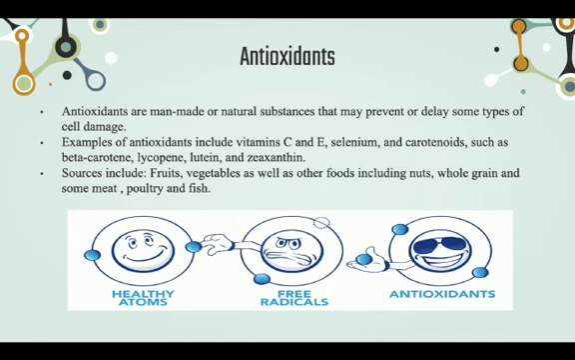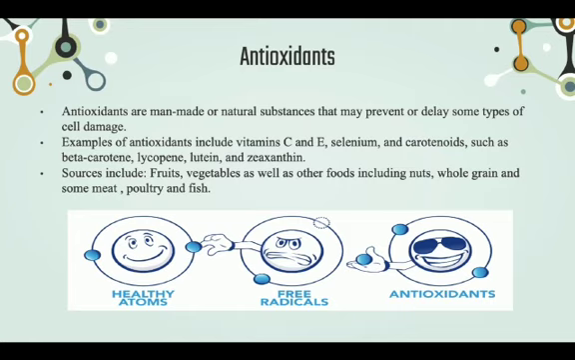Antioxidants are man-made or natural substances that may prevent or delay some types of cell damage. Some examples of antioxidants are vitamin C, E, selenium, carotenoids, beta-carotene, lycopene, lutein, and zeaxanthin. We can obtain these antioxidants from our diet, such as from fruits, vegetables, as well as other foods including nuts, whole grains, some meat, poultry, and fish.